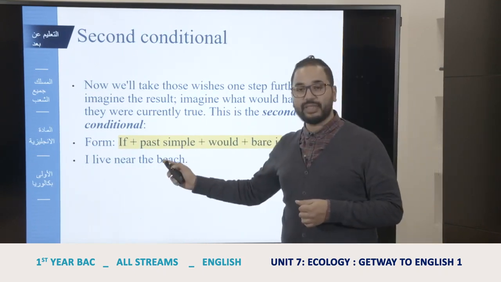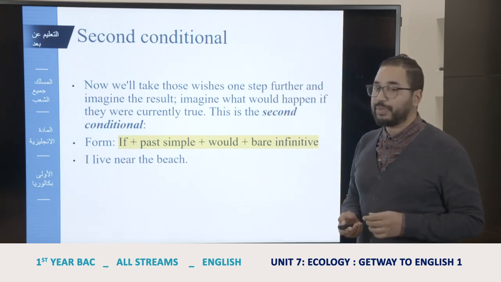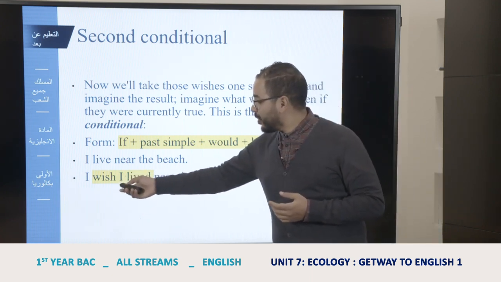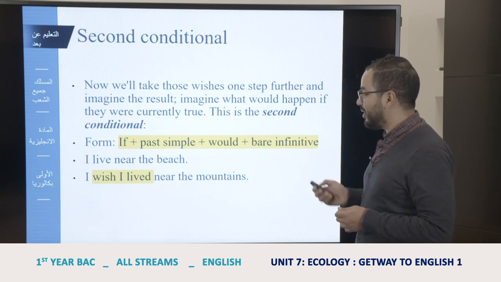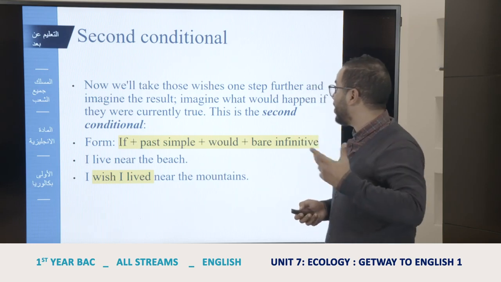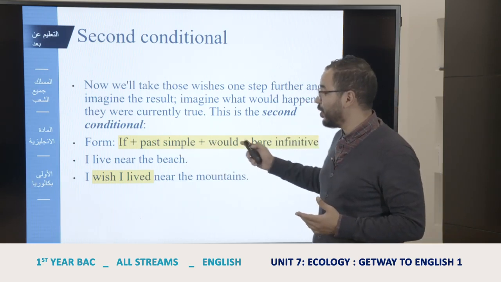So if you still remember this example, I live near the beach. If I want to express my wish, I express it like this, as you know. I wish plus past simple. So I wish I lived near the beach. But if I want to imagine other things or imagine what would happen, I can use this form to imagine.